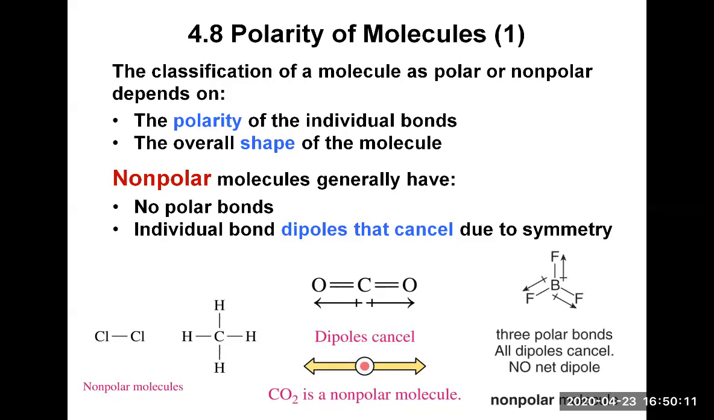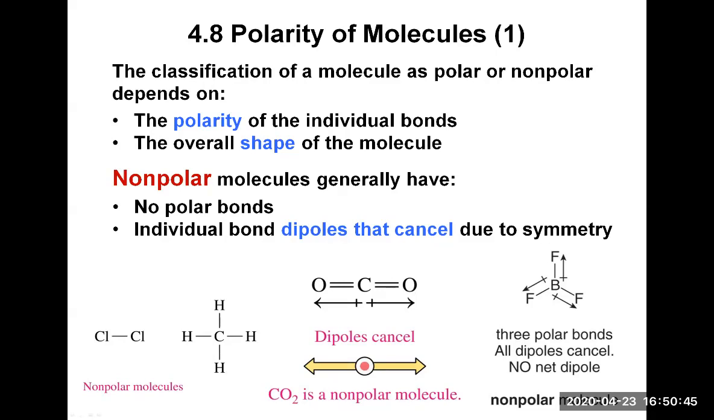Another example is BF3. BF3 has a trigonal planar shape. It's a flat structure with the fluorines equally distant from each other, forming an isosceles triangle around the boron. And so each fluorine pulls the electrons towards itself with the same strength. B is less electronegative than fluorine.